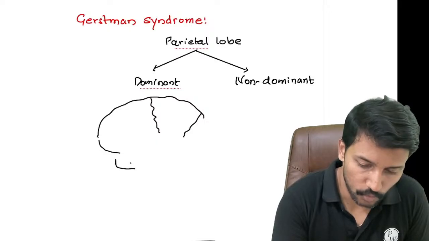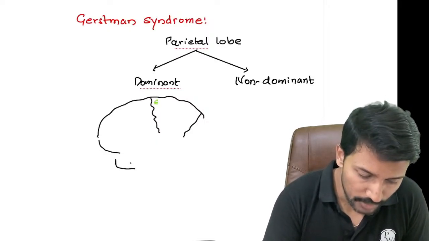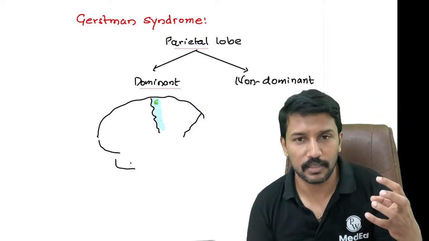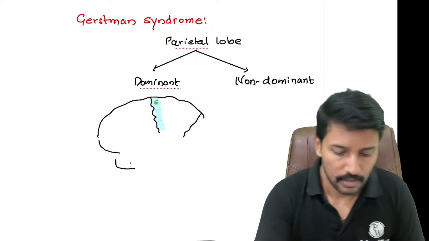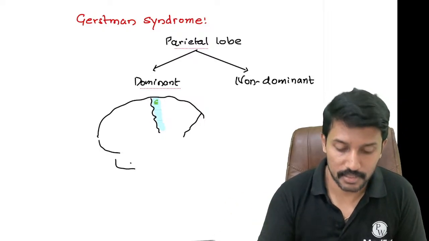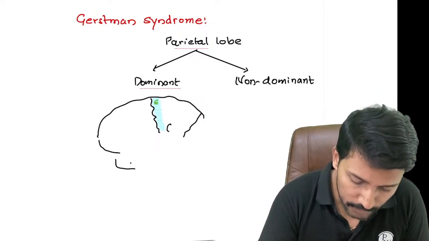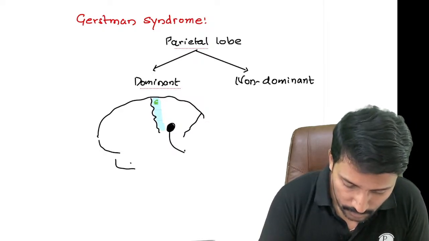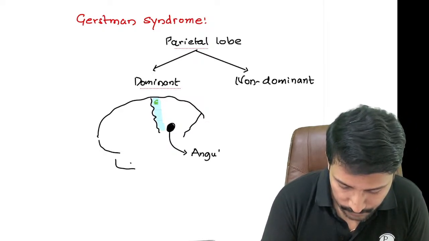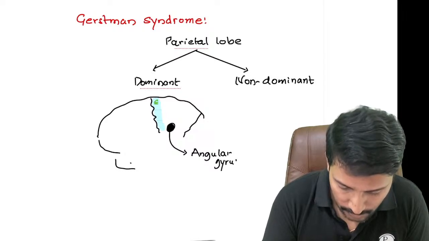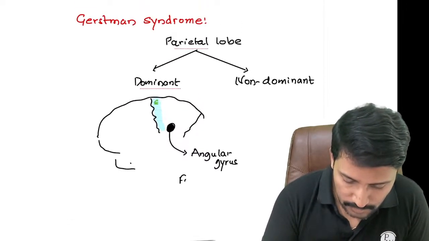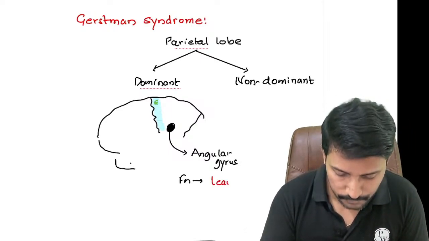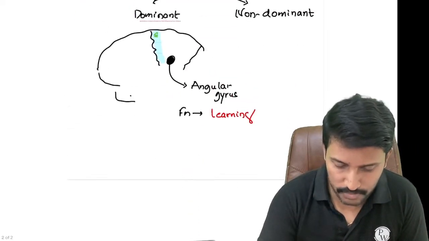On the dominant parietal lobe, one of the important areas that is active is going to be your sensory cortex, which is concerned with the perception of higher cortical sensations like stereognosis and all. And then we have an area called the angular gyrus. And what are the functions of this area? This area helps you to learn. It gives you the ability to learn. Learning is an important function of this area.